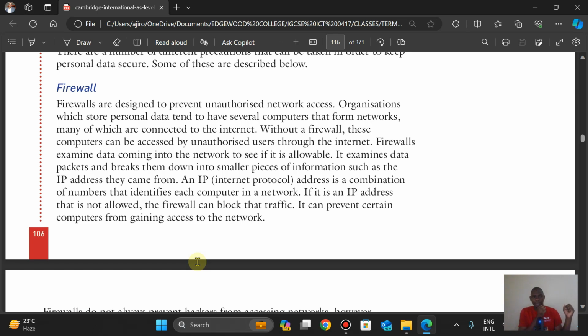The data coming into the network, is this something that we can identify, or is it just anonymous? And if it's anonymous, please reject. It also examines data packets.